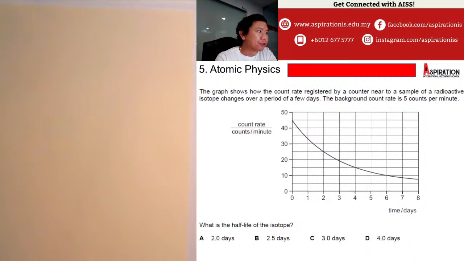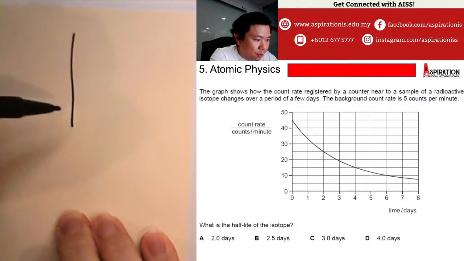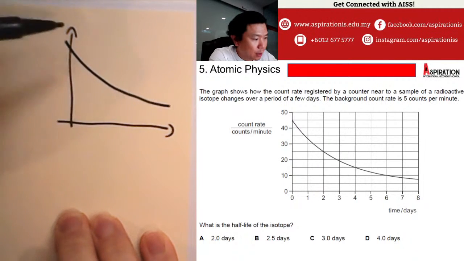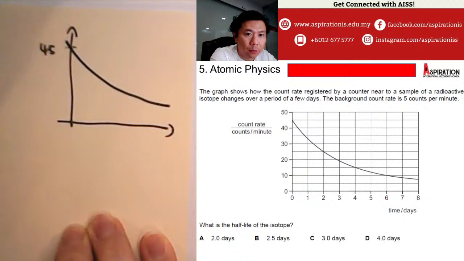Because if you read, Kenjin, the graph shows the count rate registered by a counter. When they say that, it means that the counter is the detector, and it will definitely detect the background radiation. So it will already detect the background radiation. So you have here 45. So what do you need to do?